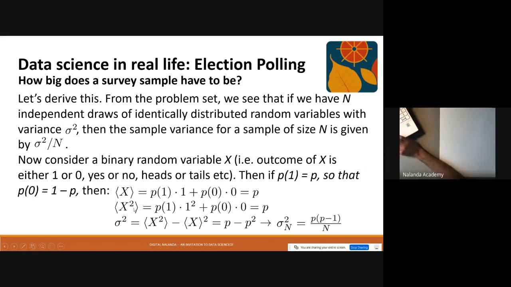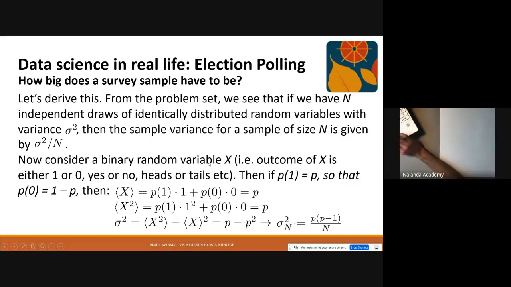We do the same thing for the outcome squared. So now it's the probability of obtaining a 1 times 1 squared plus the probability of getting a 0 times 0 squared, but that's also just p. Okay, so if we construct what we mean by the variance, which is the average of the square minus the average squared, it's just p minus p squared.